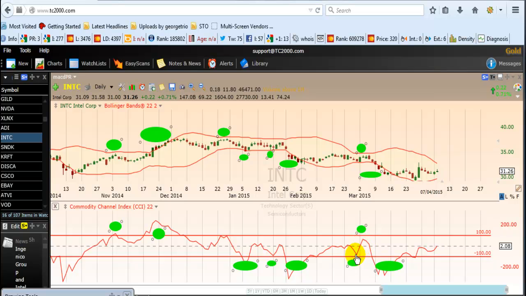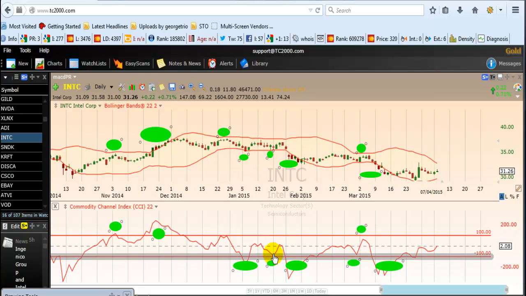Here again, you can see that the commodity channel index indicator came very close to the level of 100, did not touch it, but you can see that the price also came very close to the upper bound of the Bollinger Band 22. The opposite is also true. You can see that the commodity channel index dipped below the level of negative 100. Okay, here it's oversold. The price is also tagging the lower bound of the Bollinger Band 22.